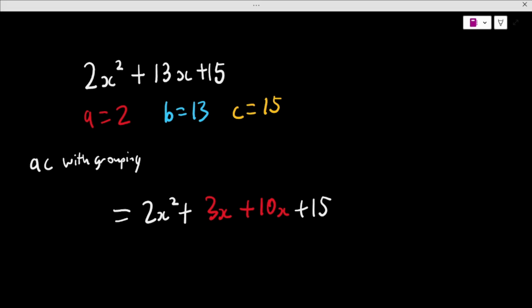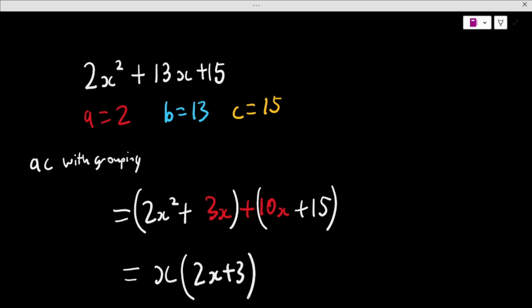Now, why do we do this? Well, we can group terms together. In this case, we are going to be grouping these two terms and these two terms. Let's take a look at the greatest factor that we can find between the numbers inside the bracket. 2x squared and 3x have a common factor of x, so let's factorize that out. That leaves us 2x plus 3.